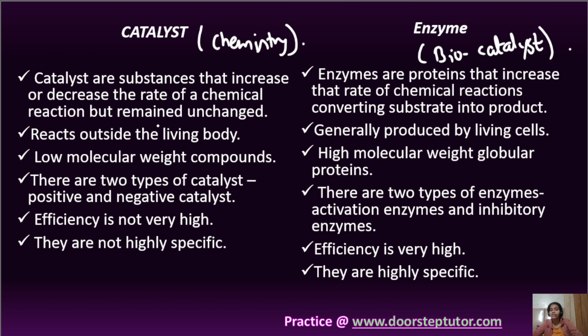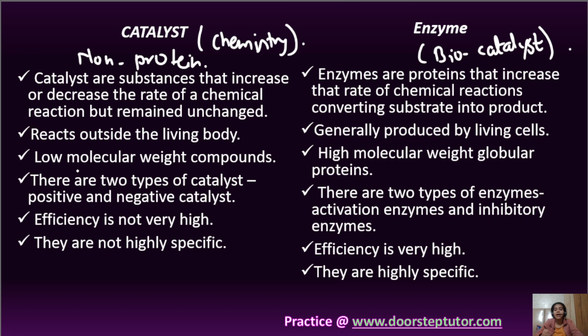So the basic difference is that catalysts are non-proteins, while enzymes are proteinaceous structures. Apart from this, the catalyst reacts outside the living body while the enzymes are generally produced by the living cells. After this, the catalysts are mostly of low molecular weight, while the enzymes are of high molecular weight, and that can be a high molecular weight globular protein as well.